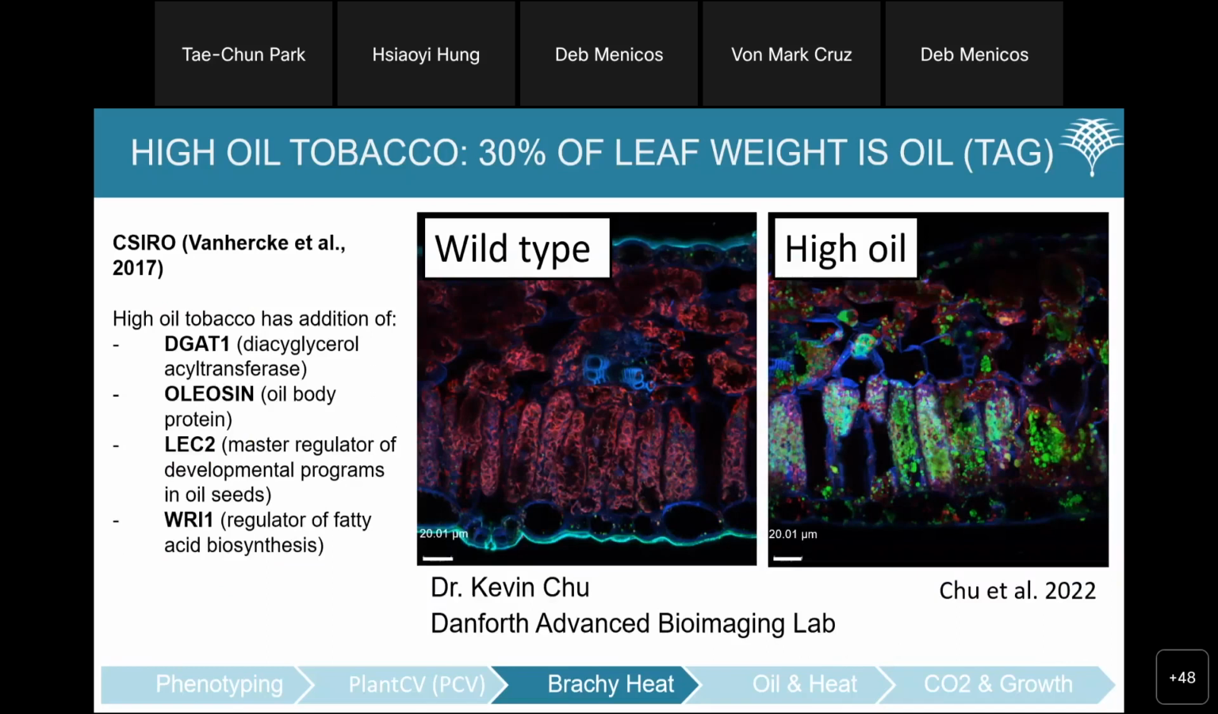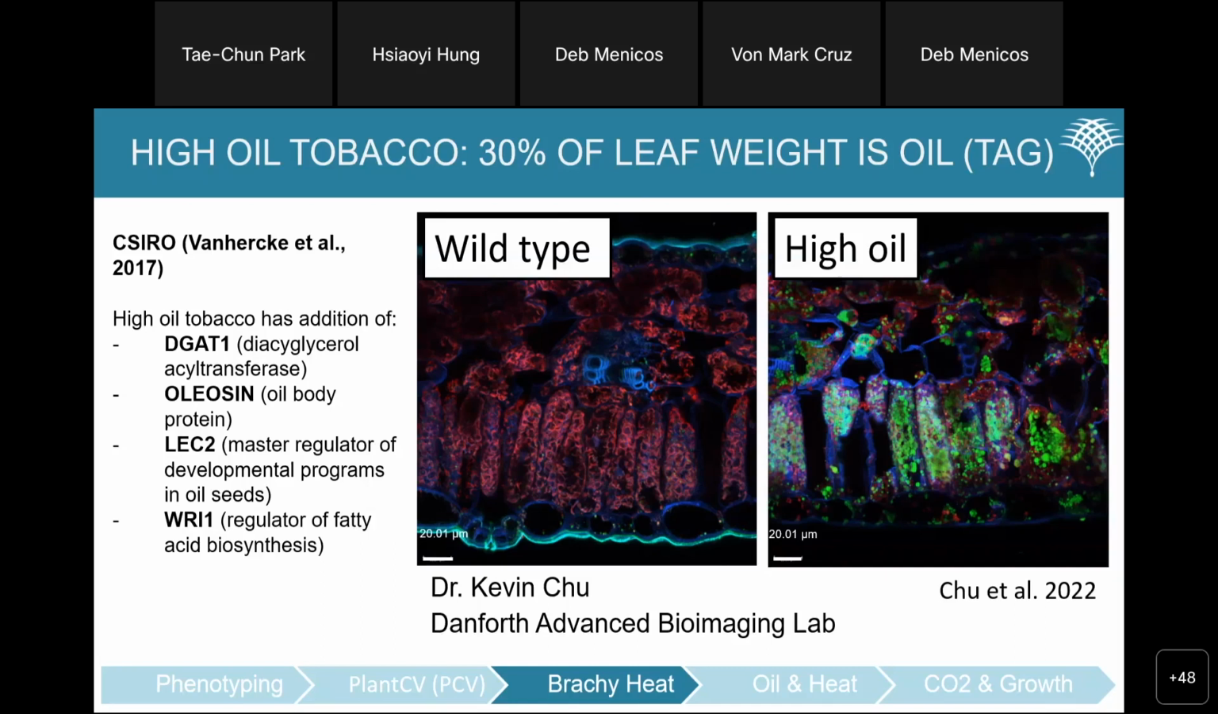So instead of thinking of an oilseed crop like canola, where you have to wait for the full life cycle of the plant until you get that plant product, the seed, this is engineered tobacco that actually produces oil in its leaves. So it's 30% of leaf weight is actually oil. And we did not make these lines. These are lines that were made by CSIRO in Australia. And they're really, really cool.